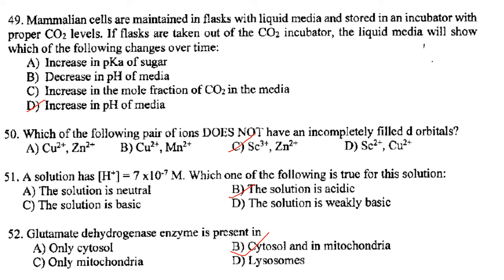Next one. A solution has concentration of H+ equal to 7 into 10 raised to minus 7 molar. Which of the following is true for this solution? So minus log concentration of H+ will give you pH. So minus log 7 into 10 raised to minus 7 is equal to 6.154. So the solution is acidic. Answer is option B.